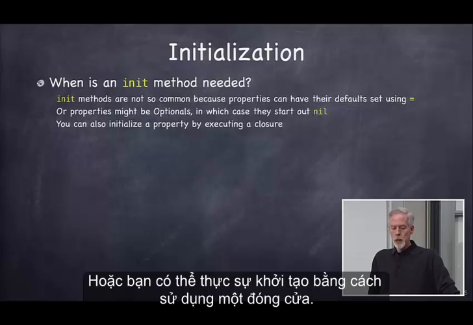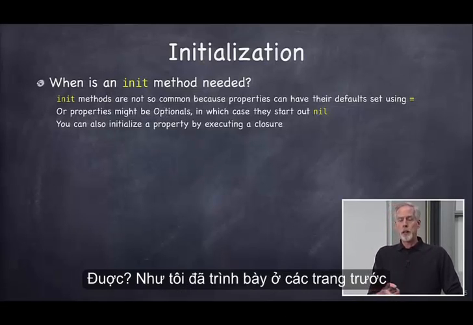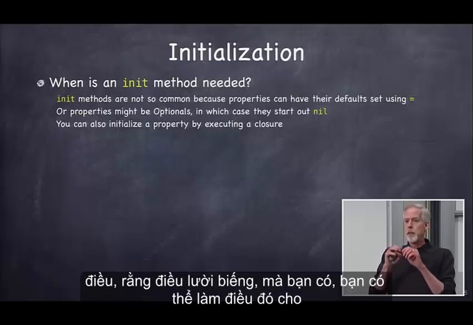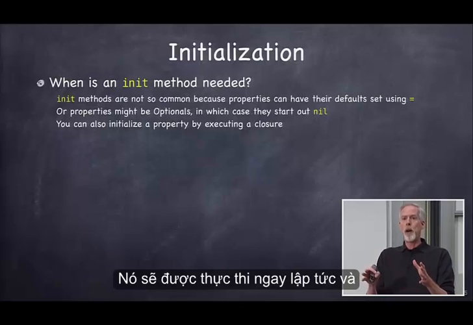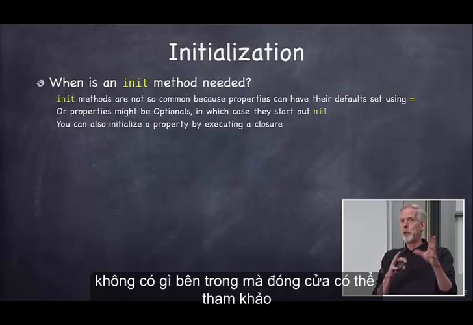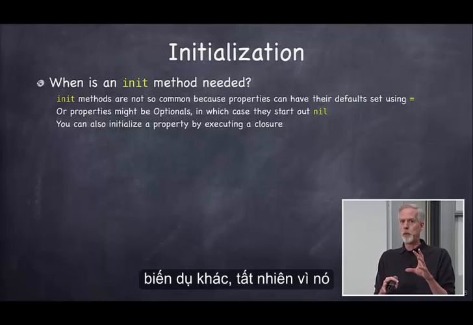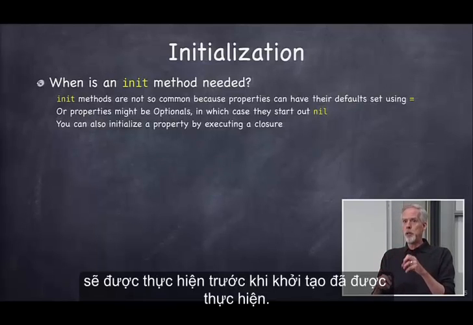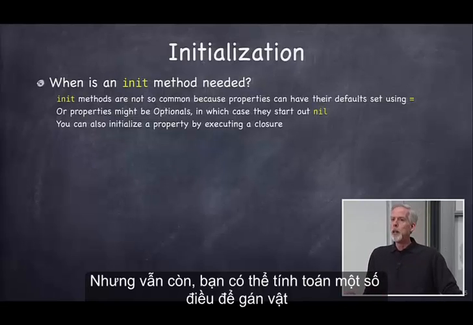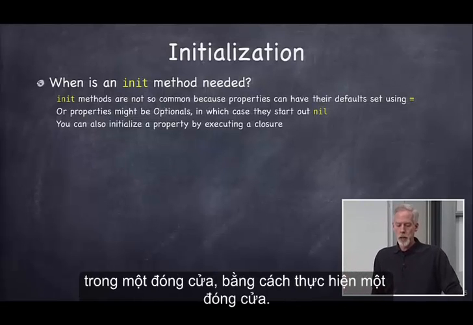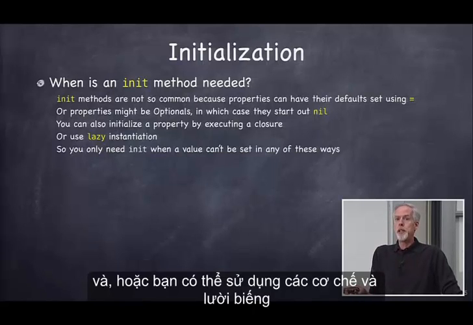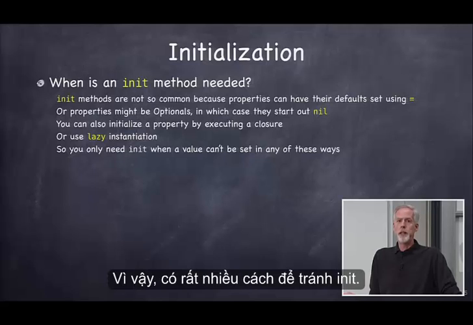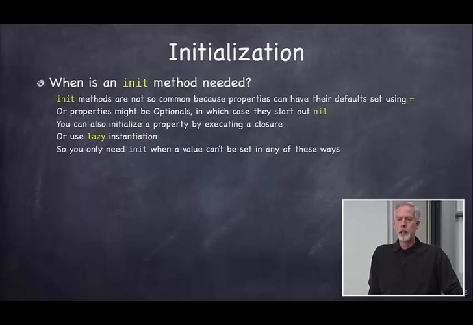Or you can actually initialize by using a closure. As I showed on the previous thing, that lazy thing, you can do that for non-lazies: put the closure there and execute it. It'll get executed right away, and nothing inside that closure could refer to any other instance variables, of course, because it would be executing before the initialization was done. But still, you can calculate some things to assign in a closure by executing a closure. Or you could just use the lazy mechanism to avoid needing an init. So there's a lot of ways to avoid init.